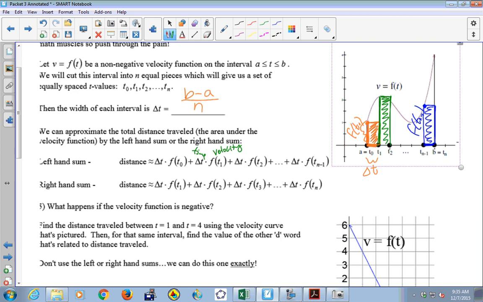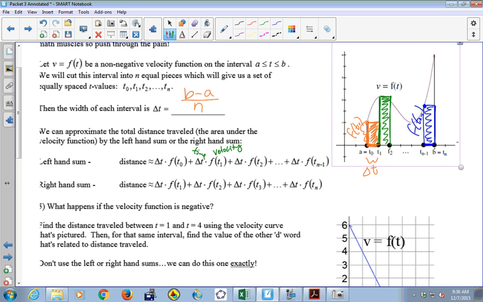Yes, left and right are different from low and high. We're typically going to use left or right, so that we don't have to think too much about whether it's low or high. Not necessarily, because this function is both increasing and decreasing. If you wanted to get a low estimate, you would have to constantly switch between left and right. So we typically just pick one, just use left or just use right. That way there's less thinking. It's more algorithmic.